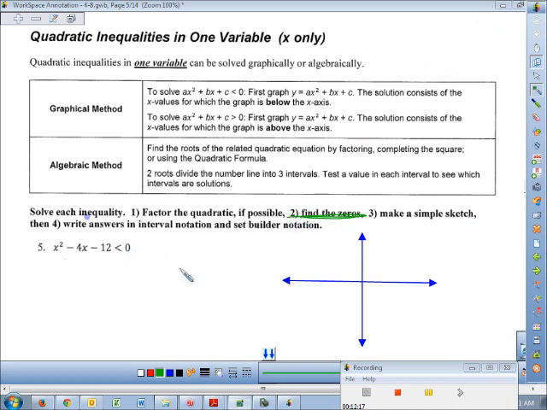So let's see if we can factor this. Is the a value 1? So see if you can find two numbers that multiply together to be -12 and add together to be the middle coefficient. Find those numbers.